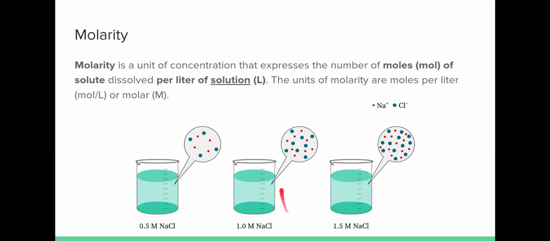So now let's take a look at these three different solutions down here, and you can see that this solution has a 0.5 molar concentration. And what that means is there's 0.5 moles of sodium chloride dissolved per 1 liter of the solution. If we have a solution that is 3 times more concentrated at 1.5 molar, it's going to have 3 times as many tiny little sodium chloride ions floating around than the solution that is less concentrated.